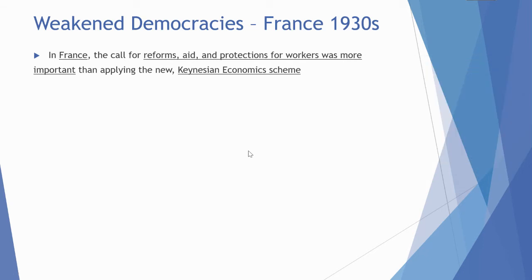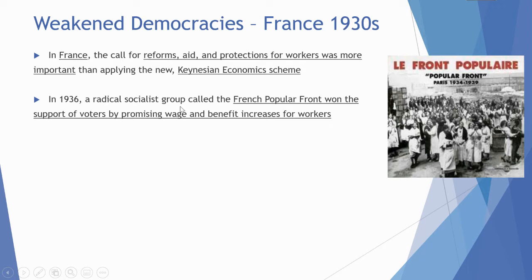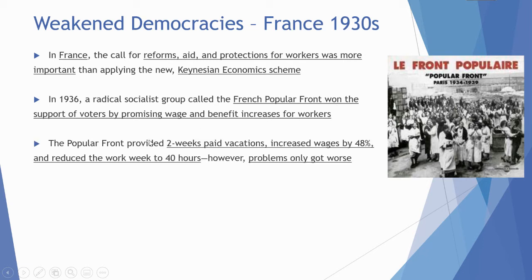So in France, calls for reform, aid, and protections for workers was more important than applying these new ideas. So France is going to have a short run with socialism here. A group called the French Popular Front won support of voters by promising wage and benefit increases for workers. A socialist group, remember, focused on workers' rights. The Popular Front provided 2 week paid vacations, increased wages by 48%, and reduced the work week to 40 hours.